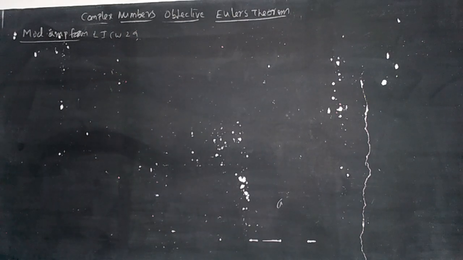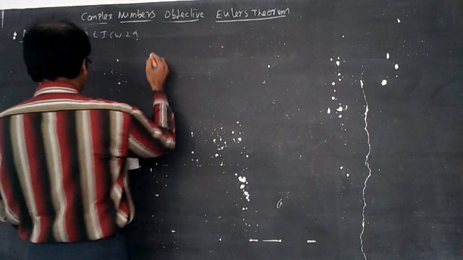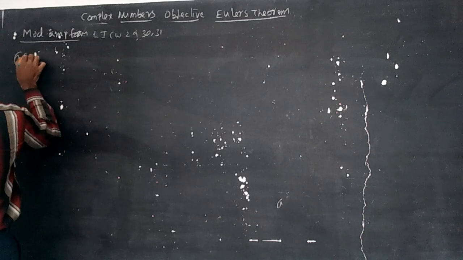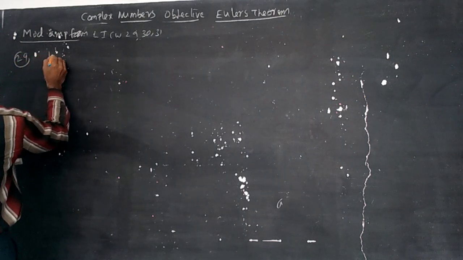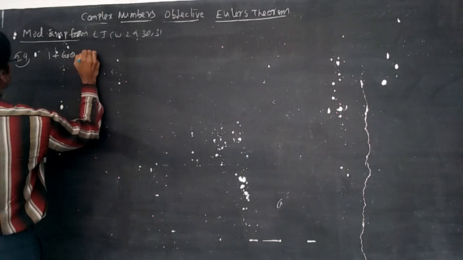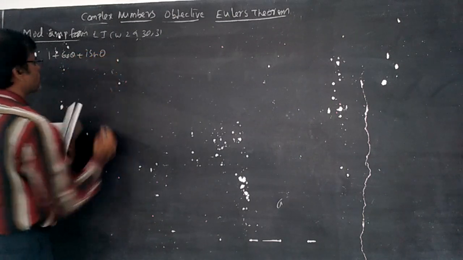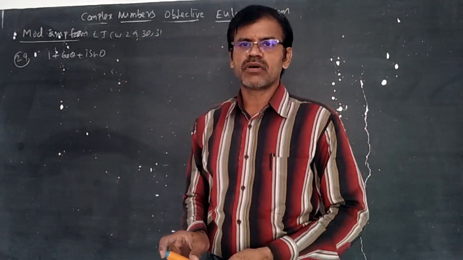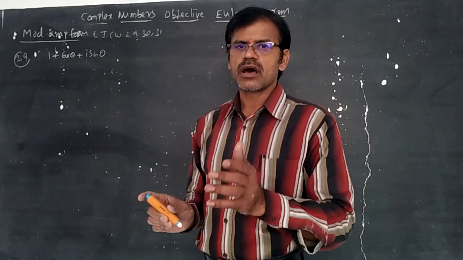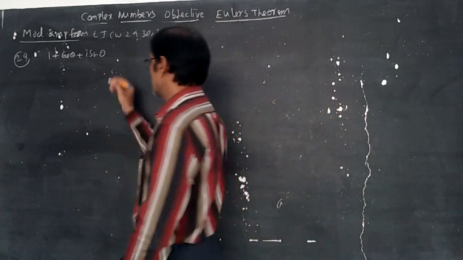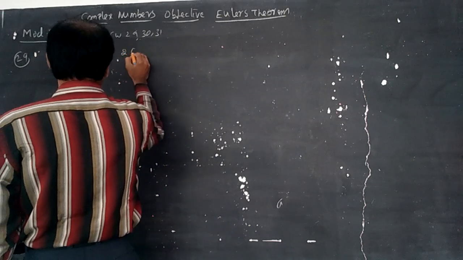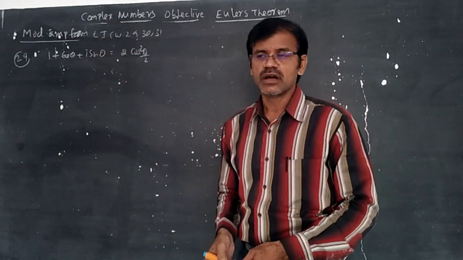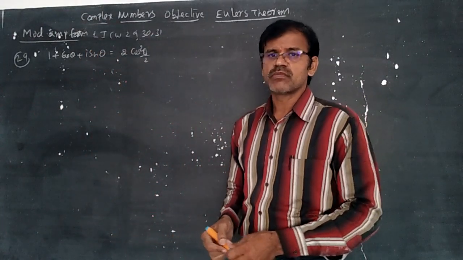29, 30, 31. Let us see the 29th question: 1 plus cos theta plus i sin theta. The modulus amplitude form of 1 plus cos theta plus i sin theta. Always the modulus amplitude form will be in the form of r into cos theta plus i sin theta. So first of all, the modulus amplitude form should start with cos theta, later i sin theta: cos for the real part and sin for the imaginary part.